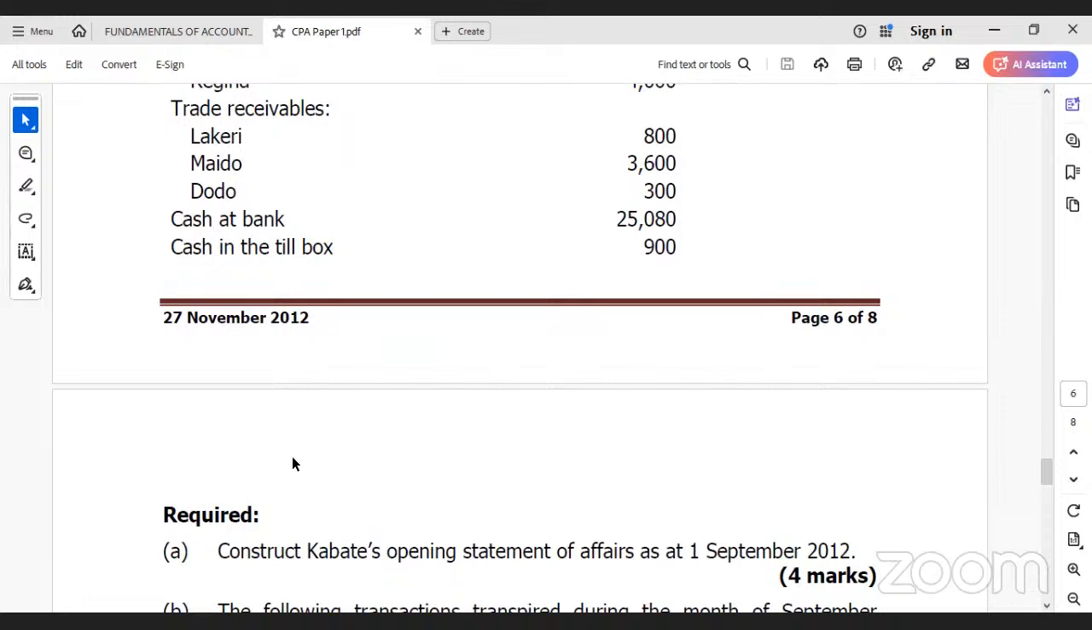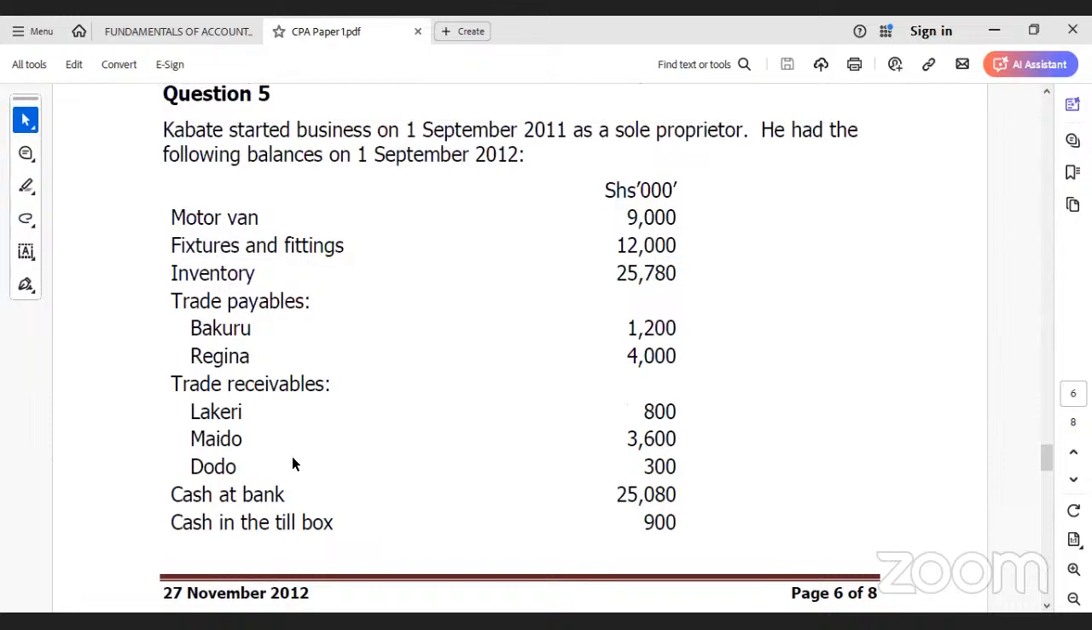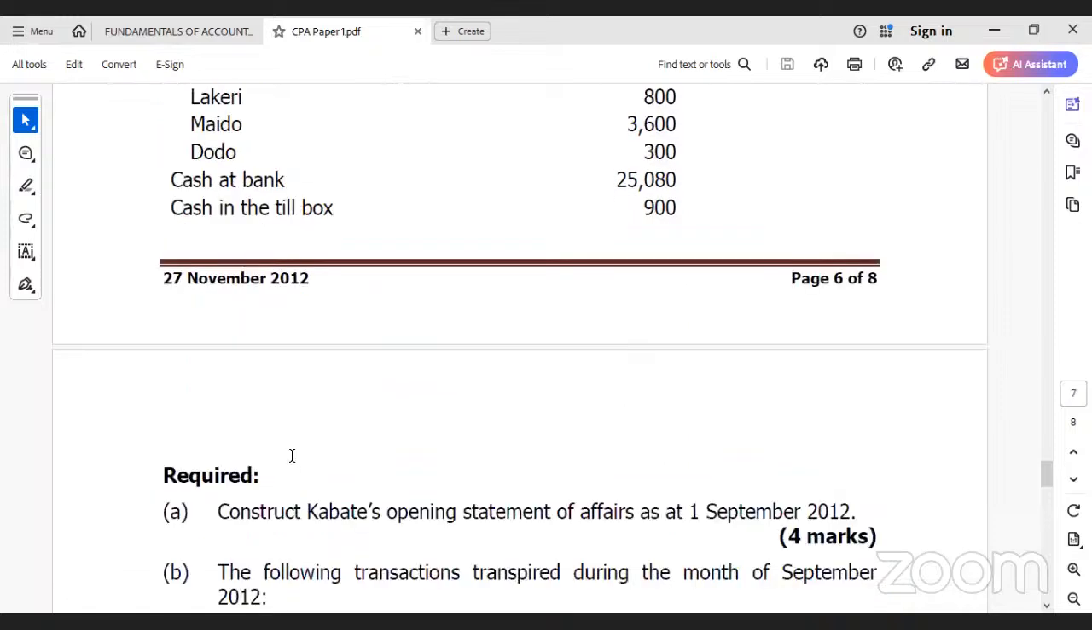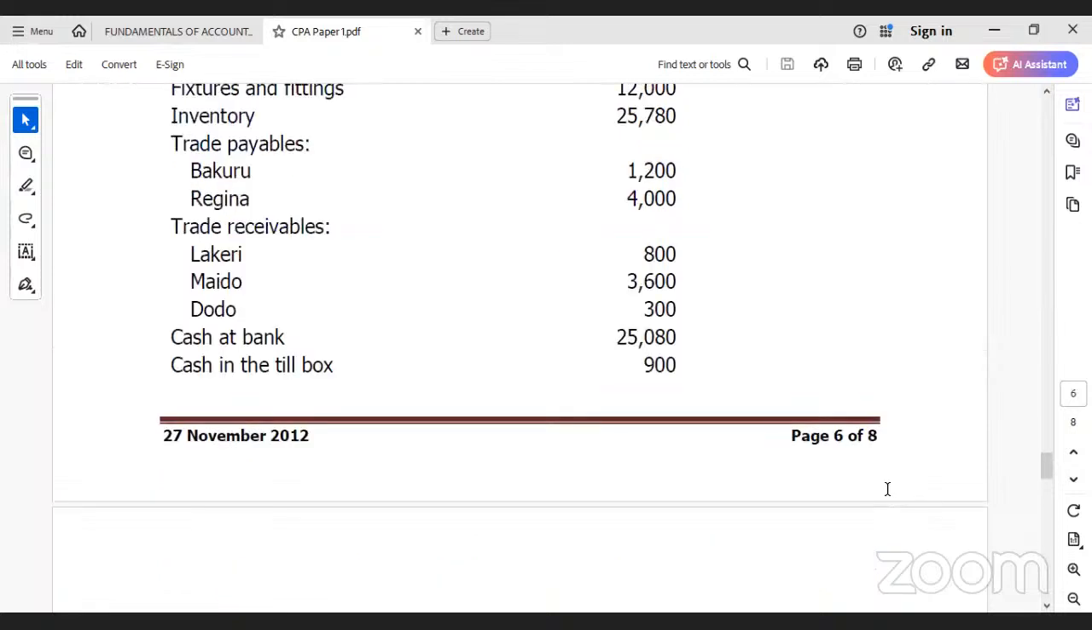When you look at the balances of Kabate as at 1st September 2012, for sure, you cannot find the opening capital. So in part A, you've been asked to construct Kabate's opening statement of affairs as at 1st September 2012. Whenever they ask you to prepare an opening statement of affairs, you are required to determine the opening capital, in this case as at 1st September 2012. So an opening statement of affairs is prepared to arrive at the opening capital of the business at the start.